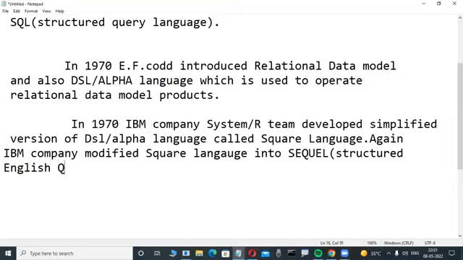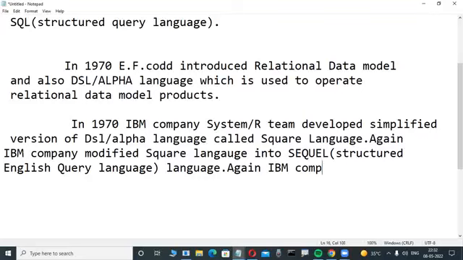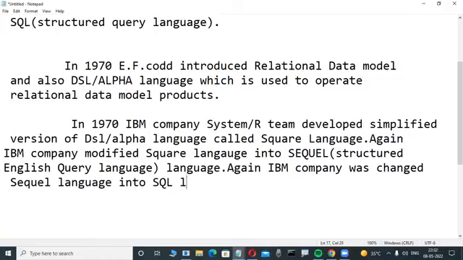Write the last one. Again, IBM company changed SEQUEL language into SQL language. Nowadays, SQL language is there.